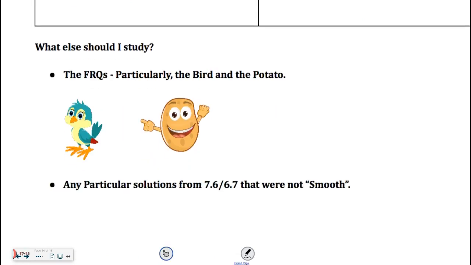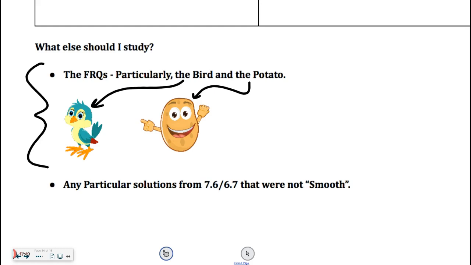So it says, what else should I study? You will have 2 FRQs, and I'm telling you that one of them will be like the bird and the potato one from last week. I would look at those. You're going to easily finish your review in class today and tomorrow. You won't have anything to do at home, right? I always do that for the reviews. I give you enough time in class to do them. But I would spend some time maybe looking at the bird and the potato, and anything that wasn't smooth. You still have your 7, 6, 7 work, for those sections I didn't collect on purpose so that you could look. There were 5 in each section of differential equations. I'd look and see, are these smooth now?